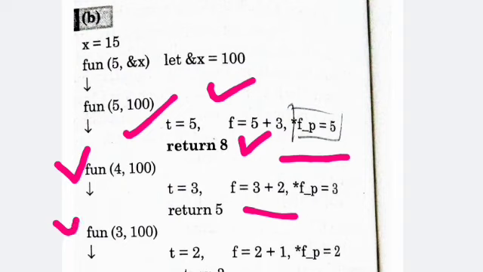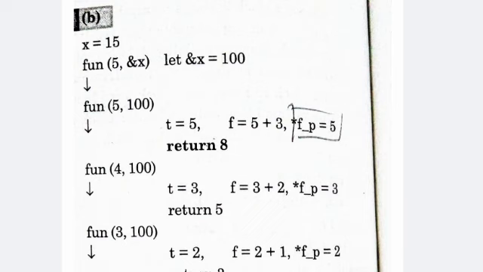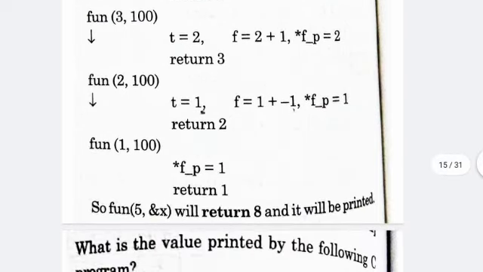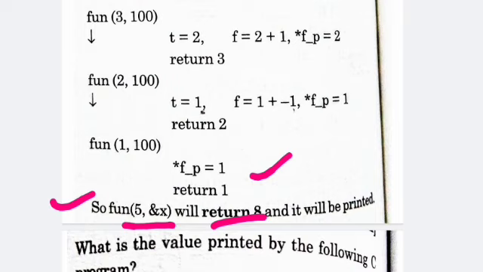And here after the 3, function 3 is returning 3. Now on the basis of this, we execute all the functions and we get function 2 returning 2 and function 1 returning 1, which is correct. So we say that function f and a percent x will be printed as 8. So the correct answer is option B, 8.